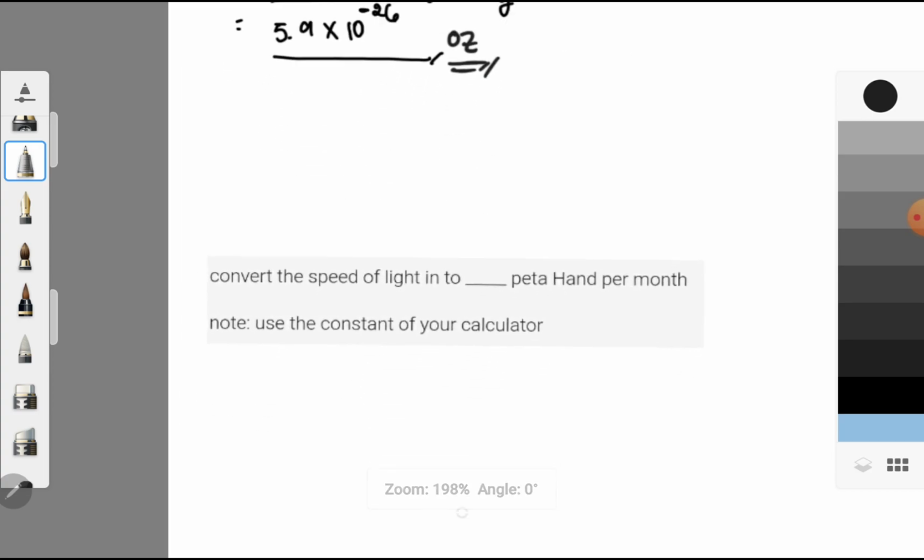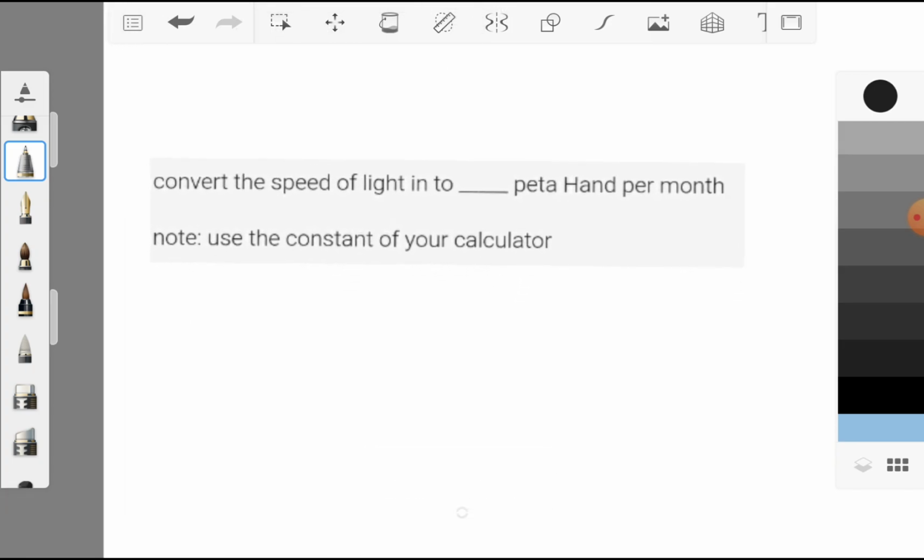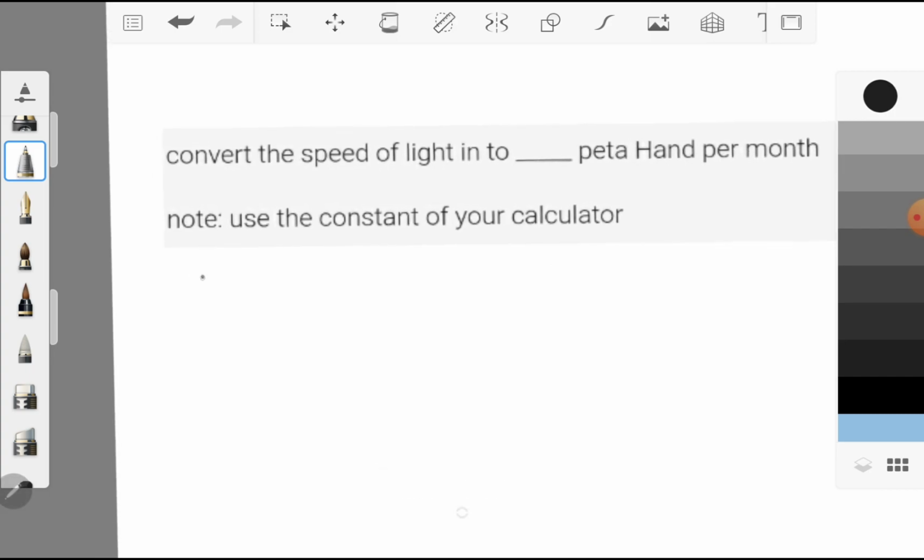Okay, next. Let us convert the speed of light into petahand per inch. Use the constant of your calculator. So, ano ba yung constant natin dyan sa speed of light na yan? Shift 728. Ba? Shift 728 yan sa 991 ES nyo, which is equal to 299,792,458. This is meters per second. It is roundable into 3 times 10 raised to 8 meters per second. So, ito yung exact speed of light natin.